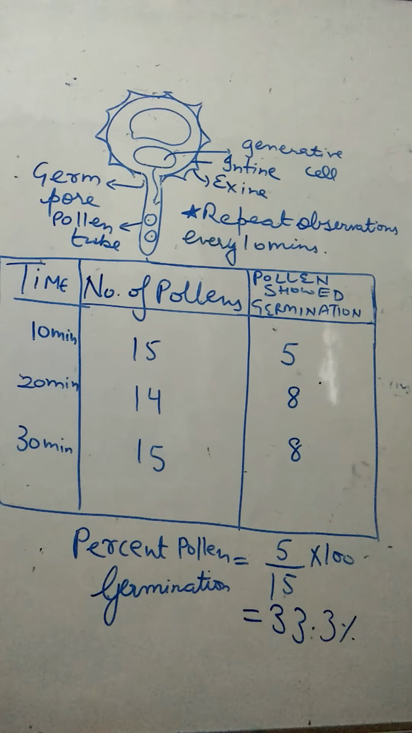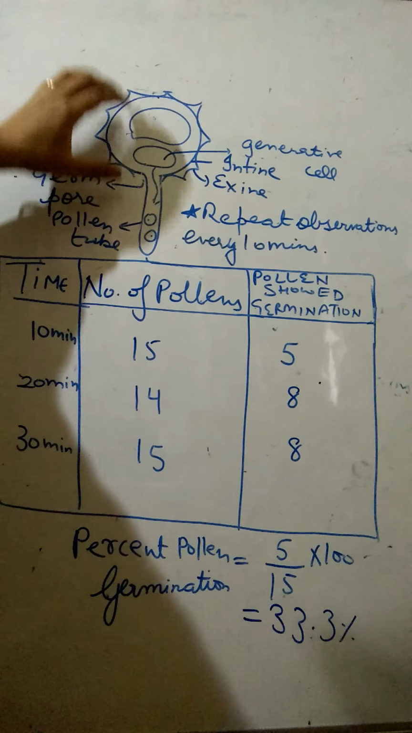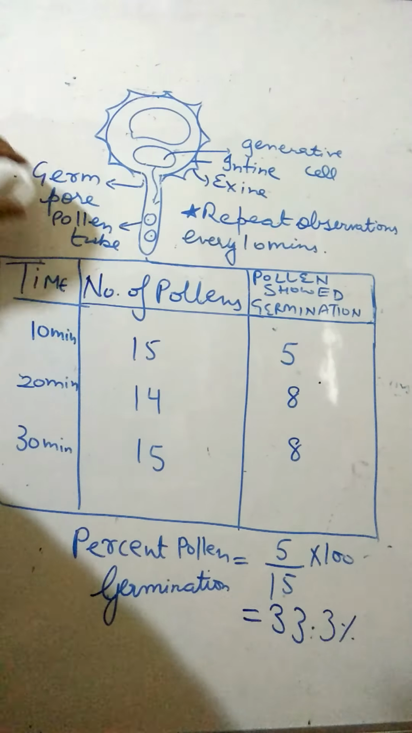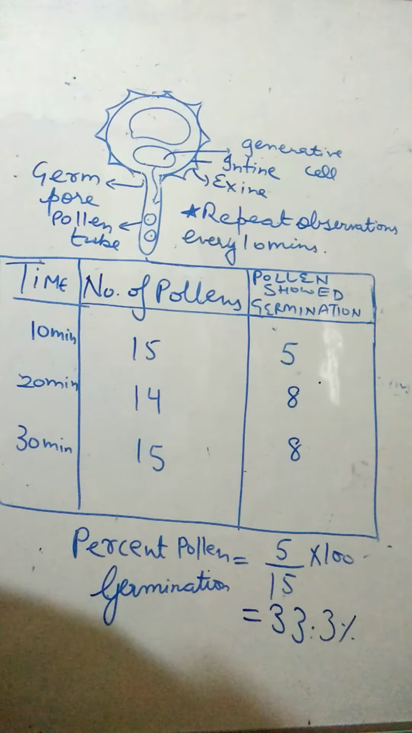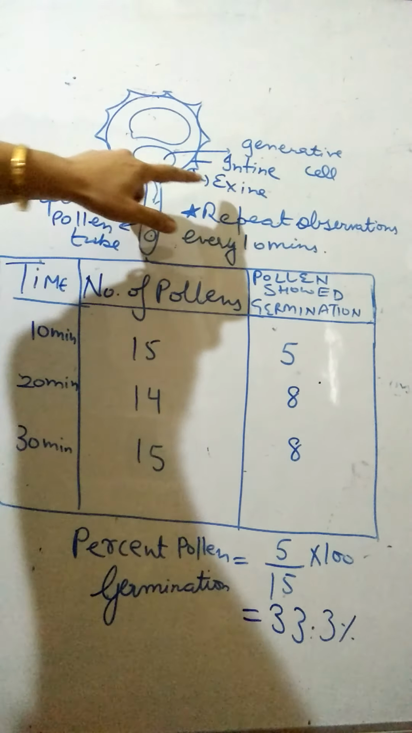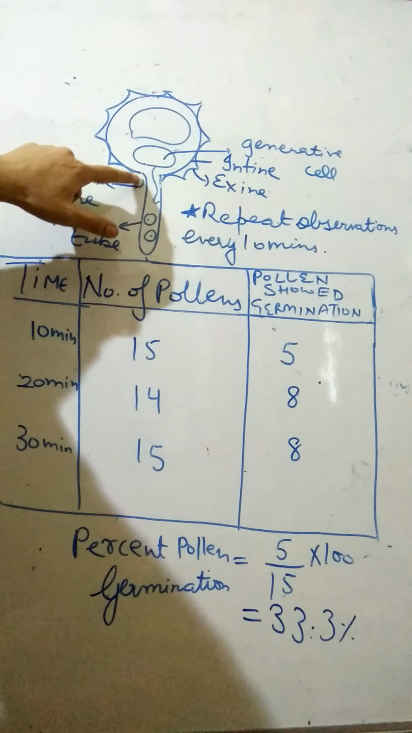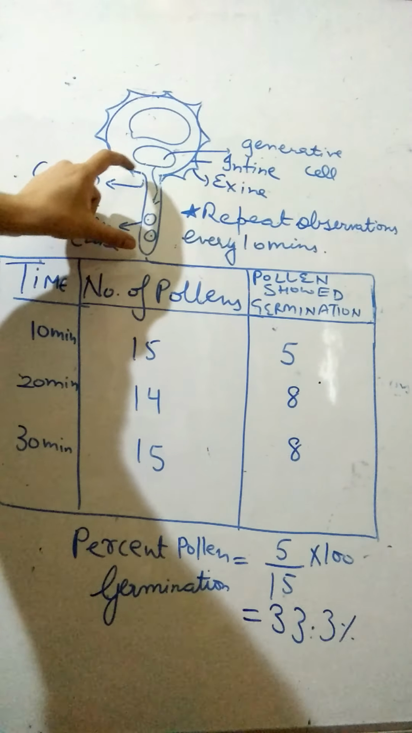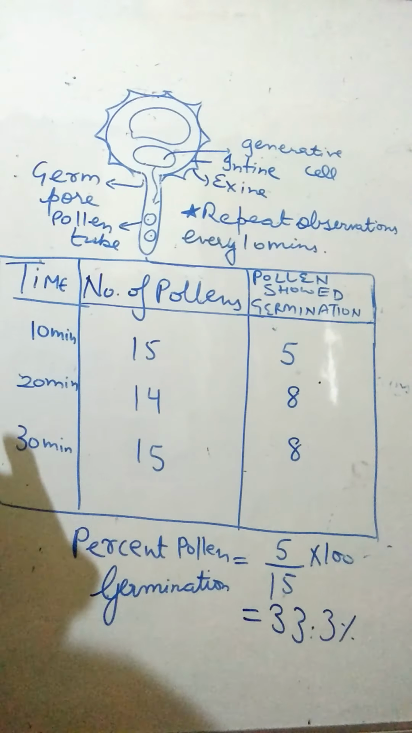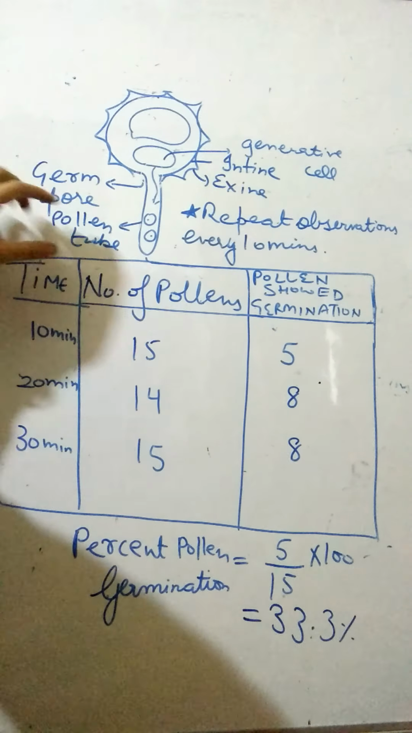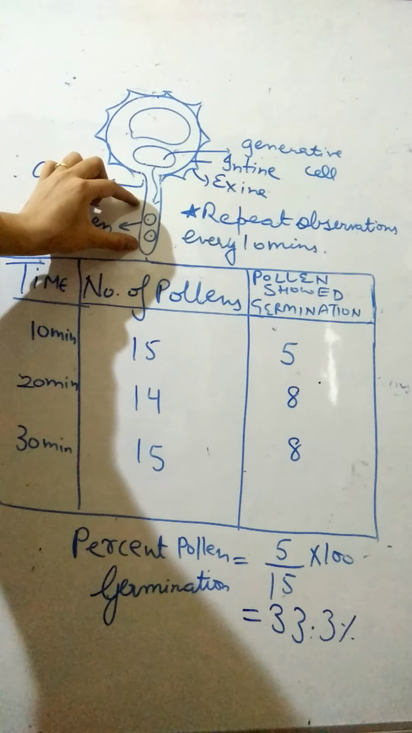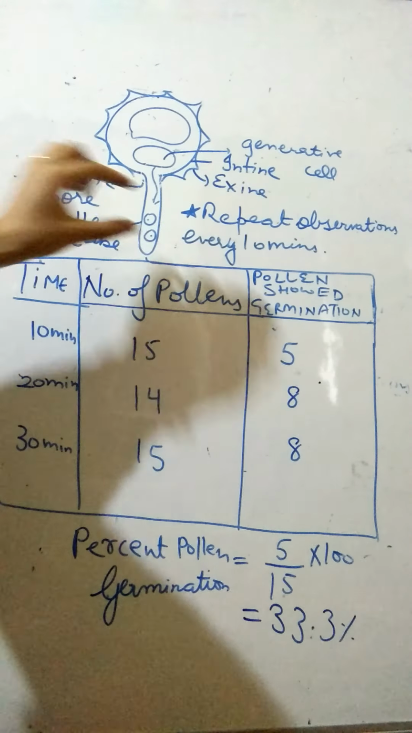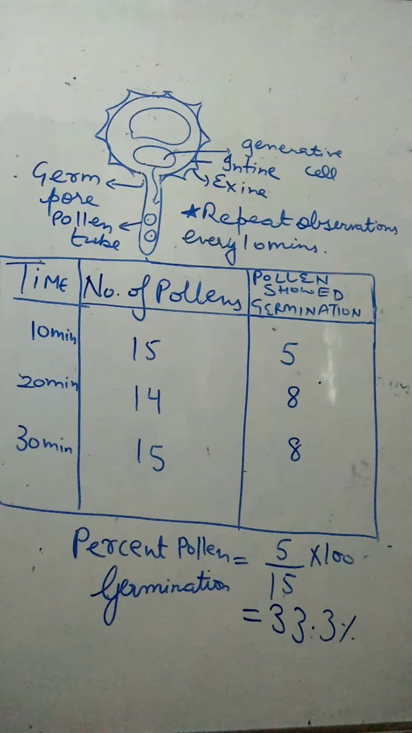So students, in continuation with the previous video that I have shown, the pollen tube formation will take place. It comes out through the germ pore. This is the particular area where exine, the outer layer of the pollen grain, is absent. So from here the pollen tube will come out. Along with it, it carries the male gametes. It is responsible for transferring the male gametes to the female reproductive system.